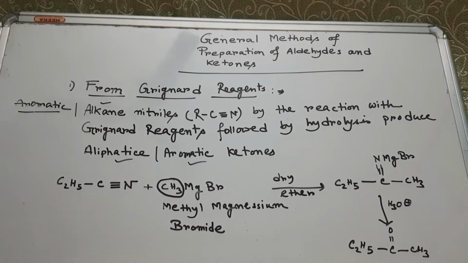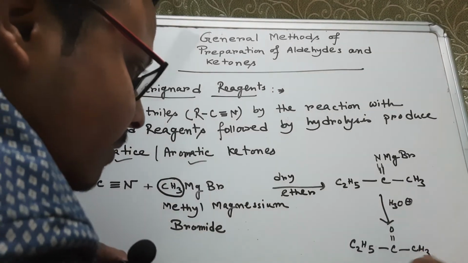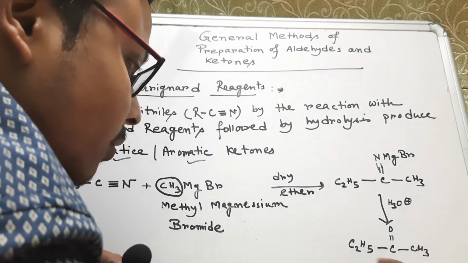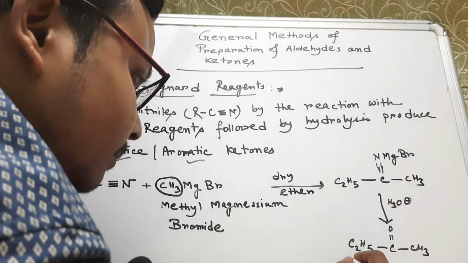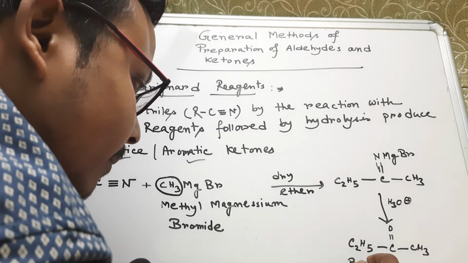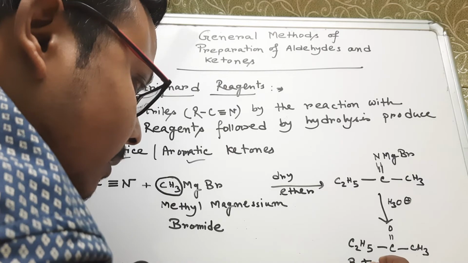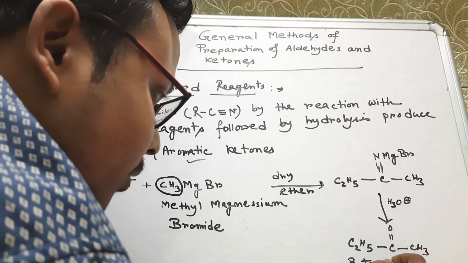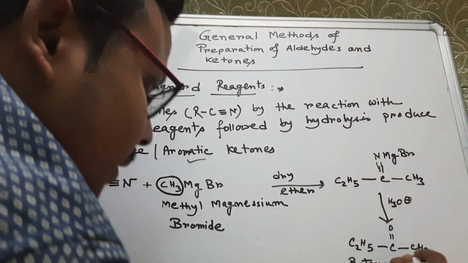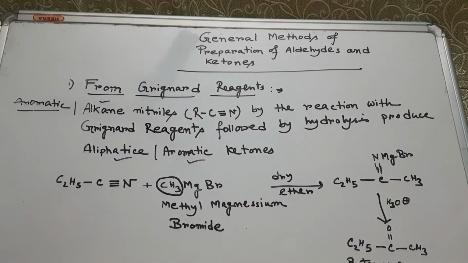So it is C2H5, that means 1, 2, 3, 4 carbons, so butanone. This is butanone. Okay.